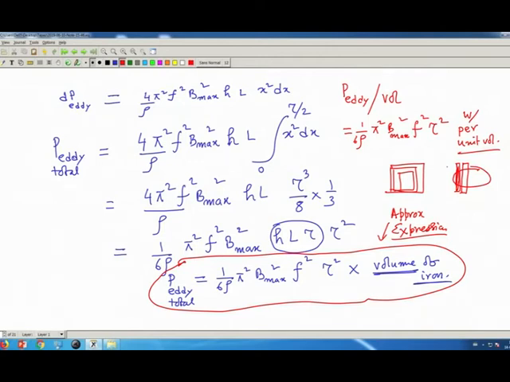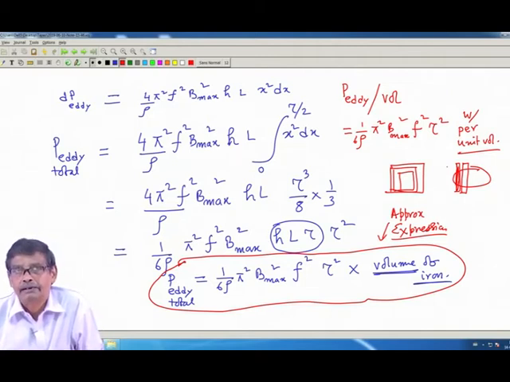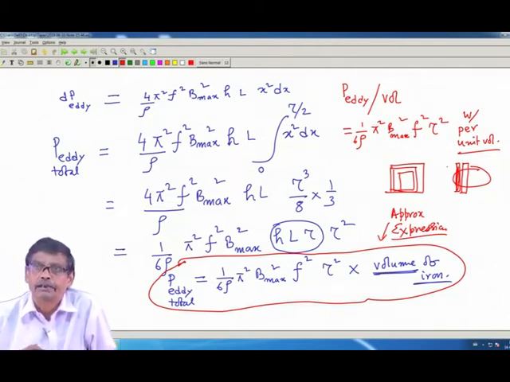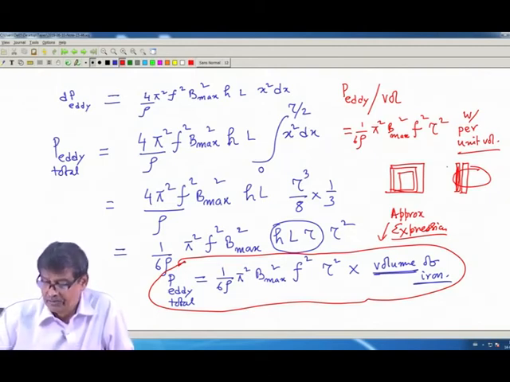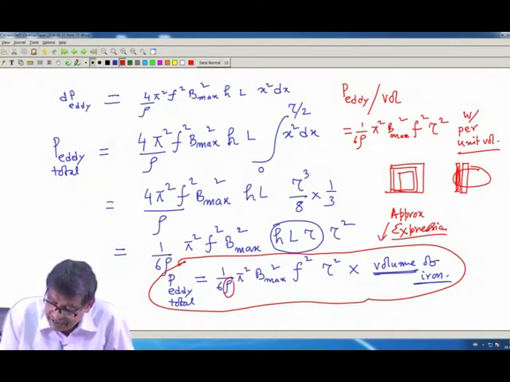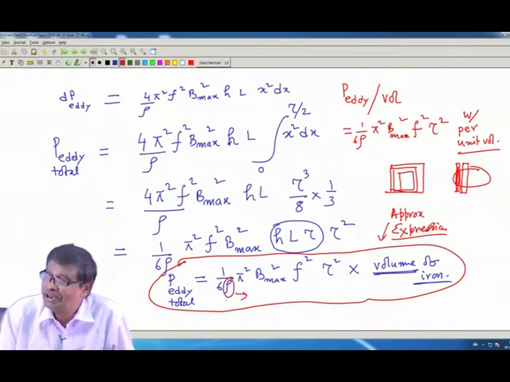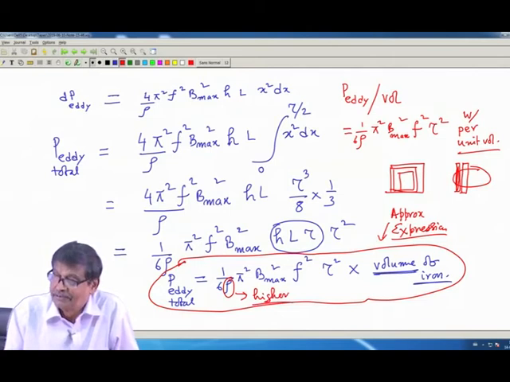Therefore, how to reduce eddy current loss? Because it is a wasteful energy, the transformer will be on 24 hours, and eddy losses will always take place. If that be the case, you try to use such a material whose resistivity is higher, rho should be made higher, at least this is apparent.